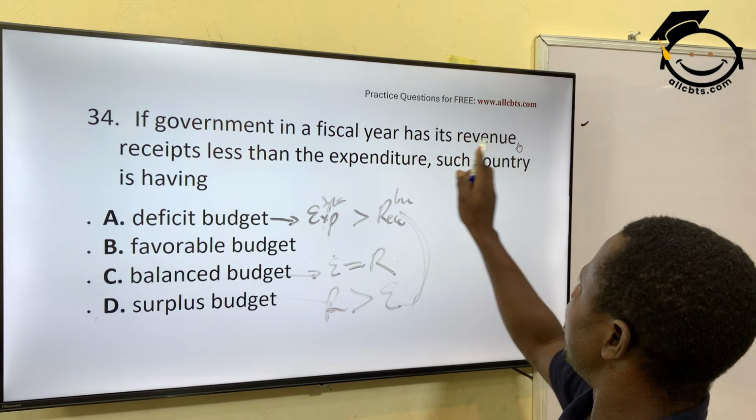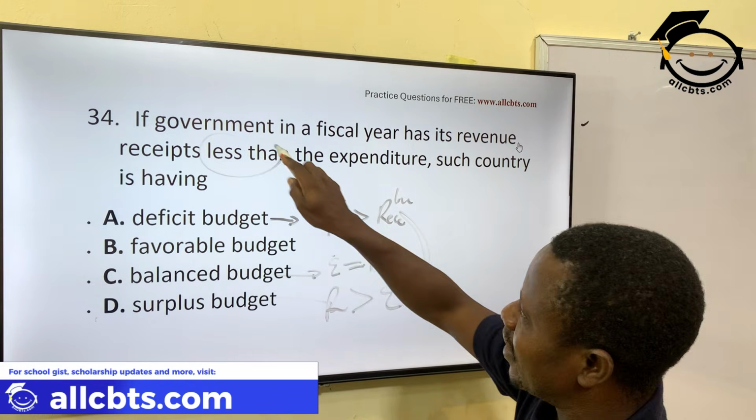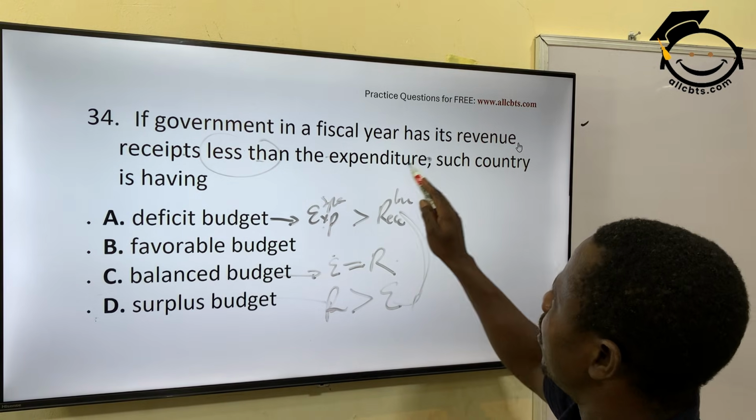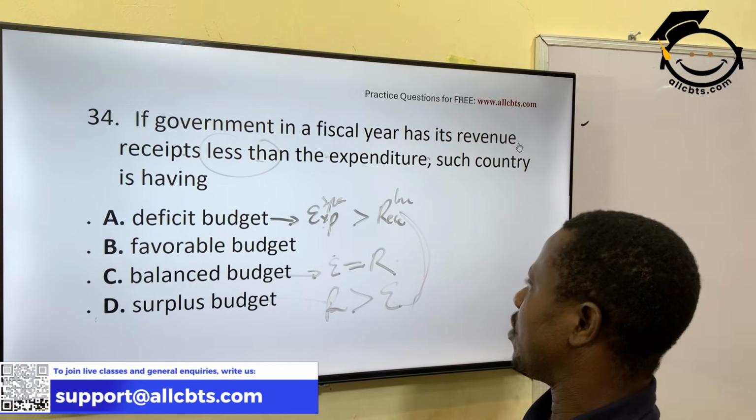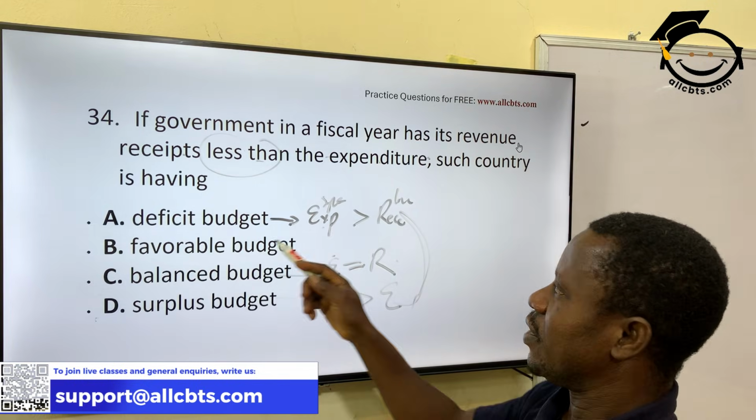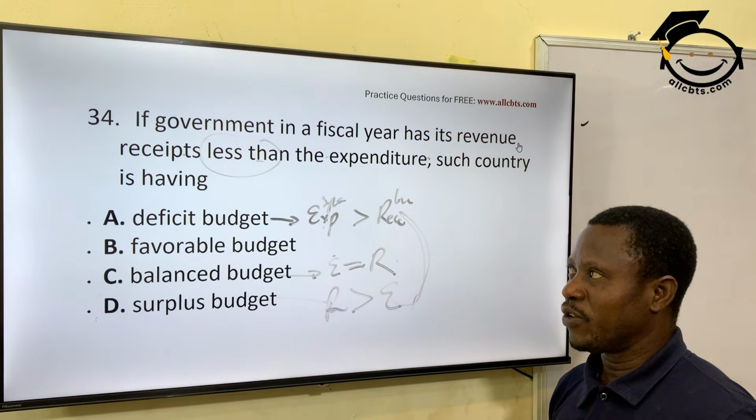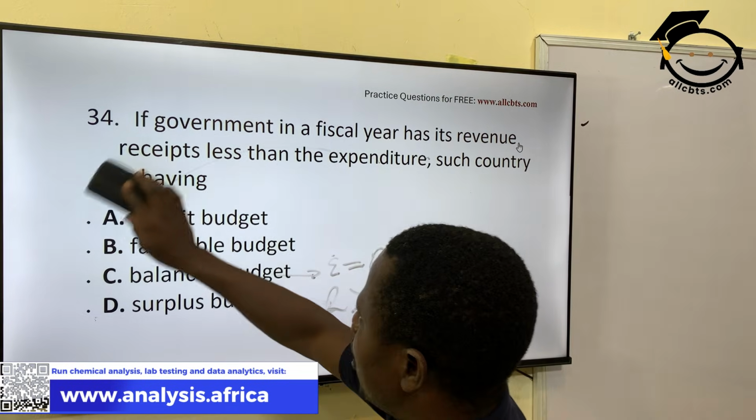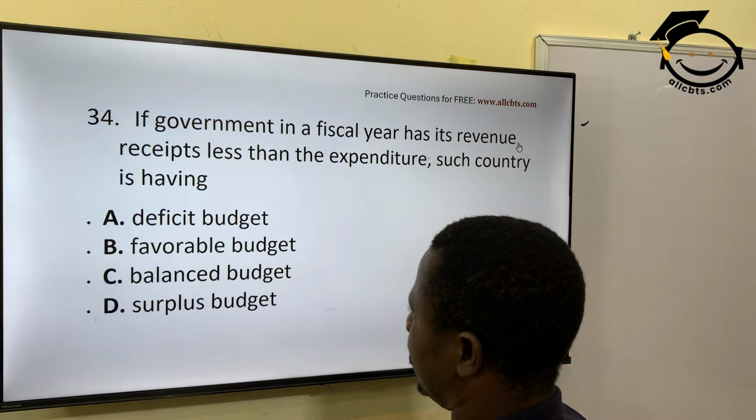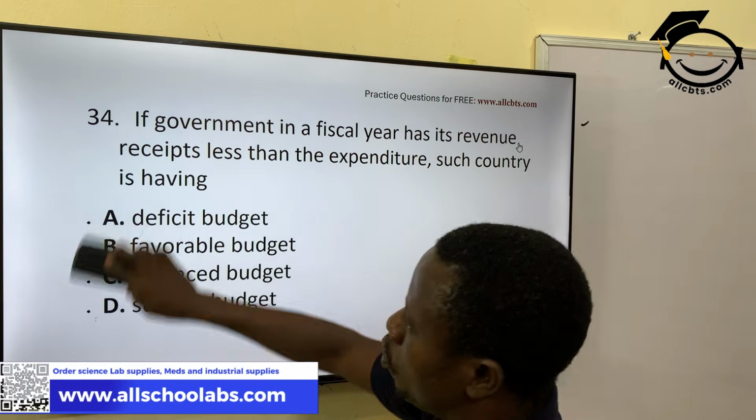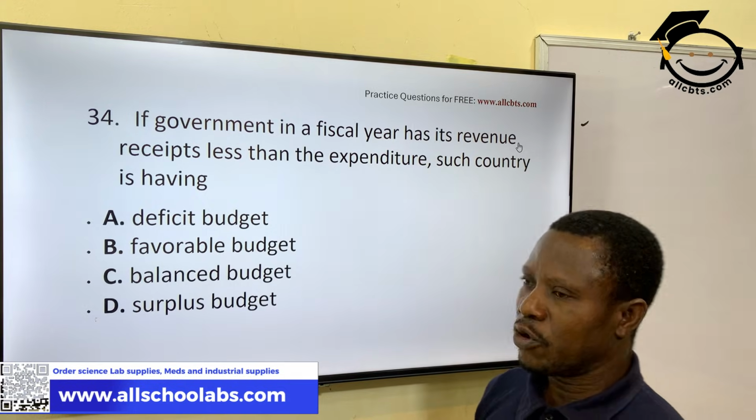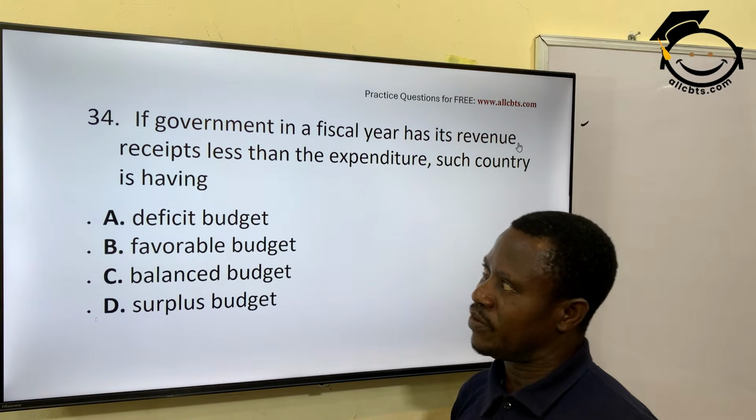So when the government has its revenue receipts less than expenditure, in other words, expenditure is more than receipts, what do you call that? Deficit budget. You are spending more than what you are receiving. The Nigerian government has been having deficit budgets over the years till now. And that's why you see they have to keep borrowing trillions and trillions every year to finance the budget, because we are spending more than what we are receiving. Okay?